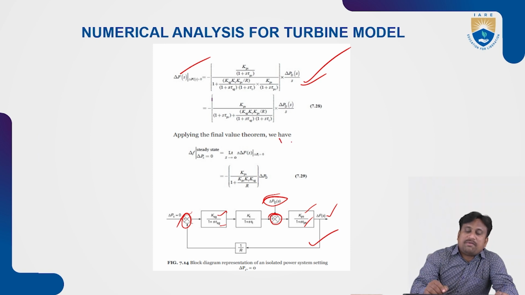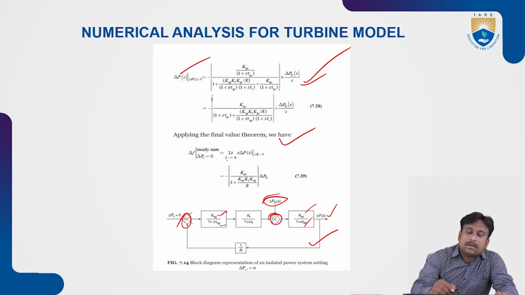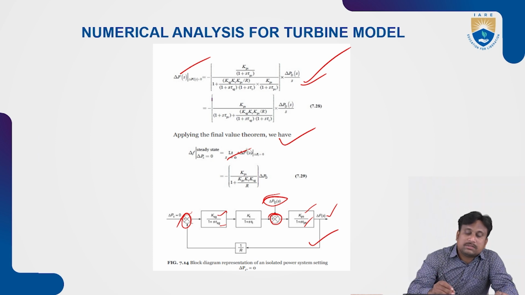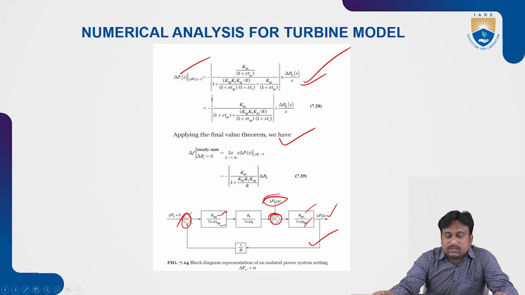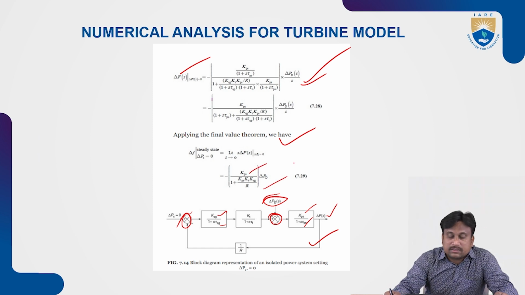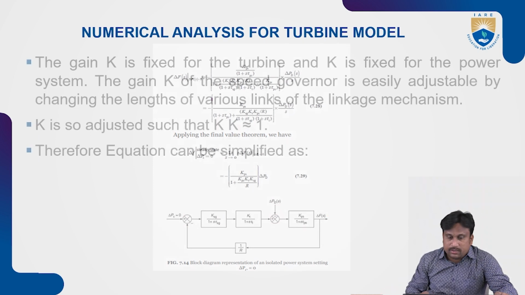So applying the final value theorem, we show that delta F under steady state, as delta PC equals 0, if it extends to 0, delta F of S becomes applied at delta PC of 0. Finally, we reach the constant KPS by 1 plus KPS KT KSC by R, multiplied with one of the load demand constants, delta PD here.